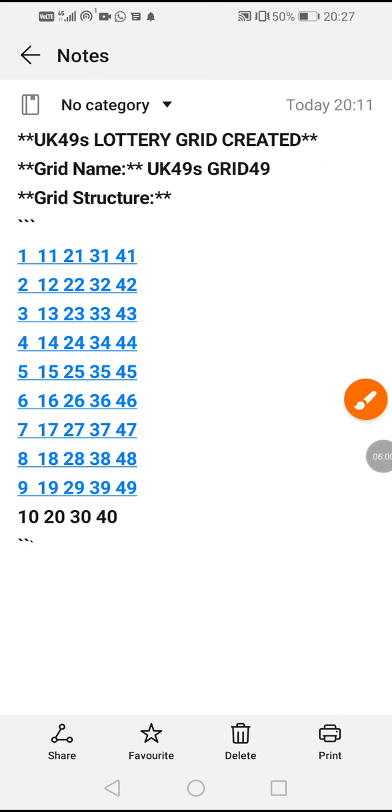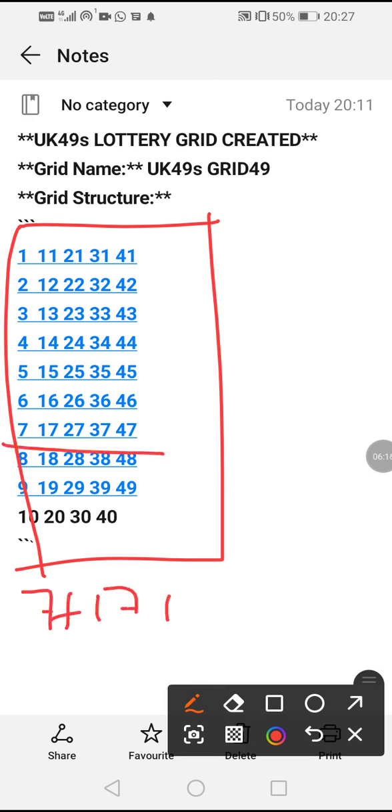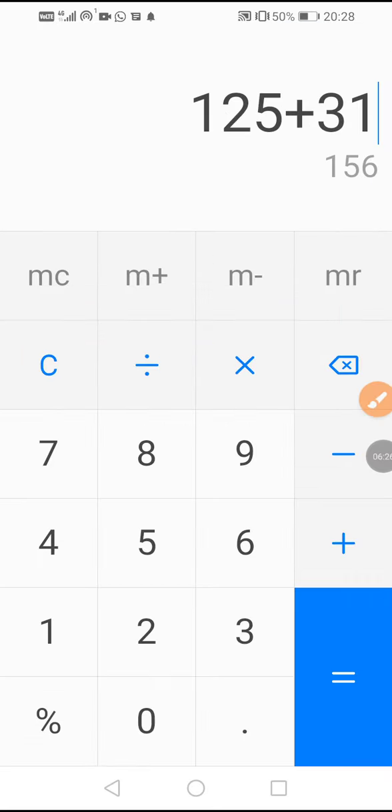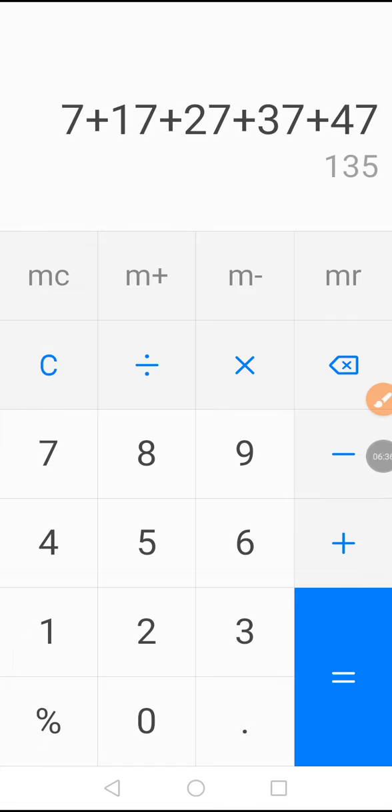Another thing, guys, make sure that you don't skip this grid. It's very, very important. For example, today's tea was 137. So what you do is add up everything: 7 plus 17 plus 27 plus 37 plus 47. I don't know how much that is. Let's do it so we are accurate. You say 7 plus 17 plus 27 plus 37 plus 47, and you get 135.